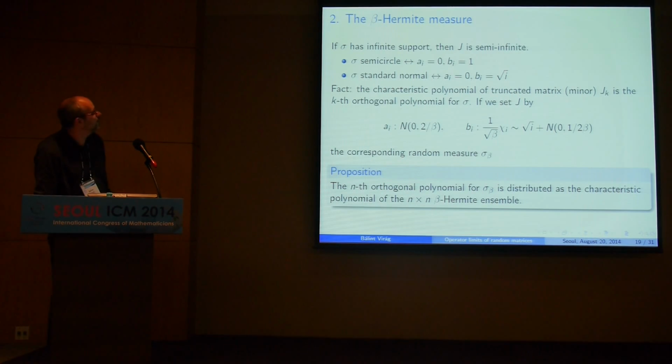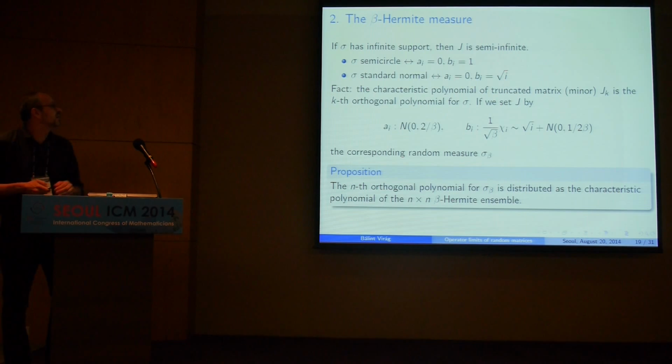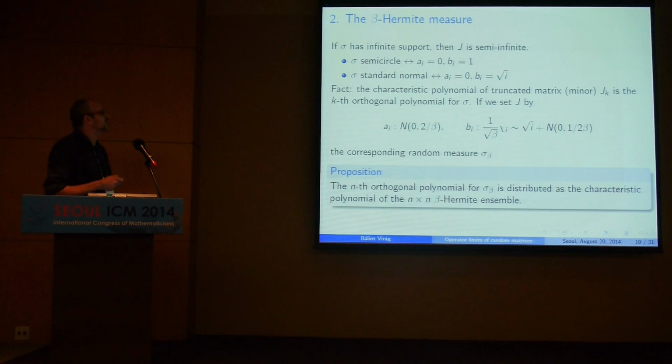So when sigma has infinite support, then J is a semi-infinite matrix, an operator, and there are some examples. When sigma is the semicircle, then the a_i are 0 and the b_i are just identically 1. And when sigma is standard normal, then the a_i are 0 and the b_i are the square root of i. If you look at the characteristic polynomial of the truncated matrix of this J, so you just look at the corner of it, then it's a fact that it's just the kth orthogonal polynomial for this measure sigma, which is the spectral measure of J at the tip as before.